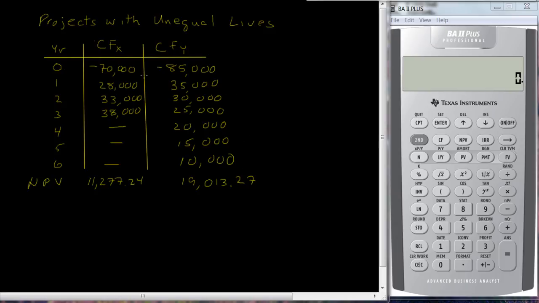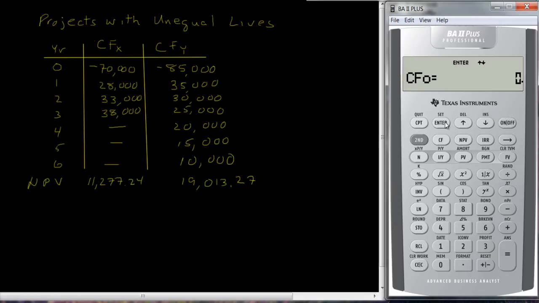So you'll notice the first project, Project X, costs $70,000 and returns $28,000 in the first year, $33,000 in the second year, and $38,000 in the third year. And I've calculated the NPV here to be $11,277.24. In fact, let me do one of these just to help us recall how you use the calculator to do this.